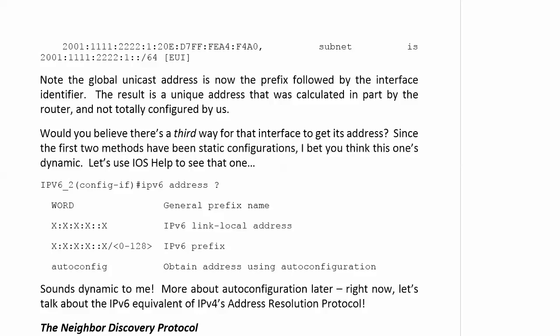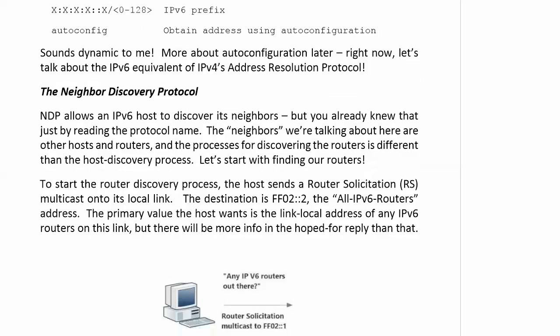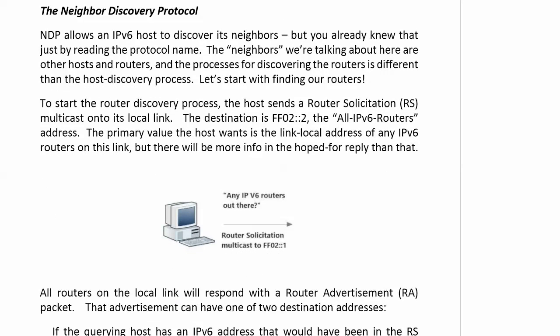It is certainly not going to surprise anyone here, and hopefully it wouldn't surprise anyone anywhere, what the neighbor discovery protocol's main purpose is, but there's a little more to it than just knowing it's for neighbor discovery. The neighbors we're talking about here are actually two groups of neighbors. We have other hosts and we have routers. And the process for router discovery is different than the process for host discovery.